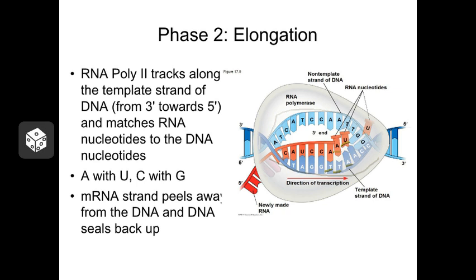Here's an adenine being matched with a thymine. Here's a cytosine being matched with a guanine, and so on. As the nucleotides are added, the little strip of RNA that's formed will feed out of the back of this enzyme.